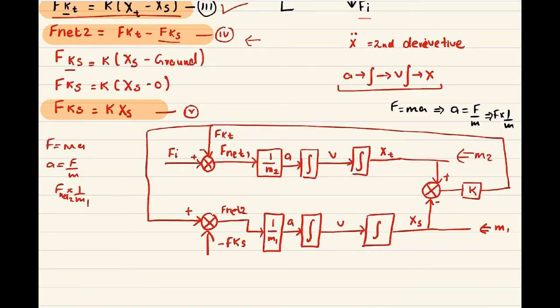So we are done with our equation number 3 as well. Let's put a tick on it, and now we have jumped on the last equation, equation number 5.